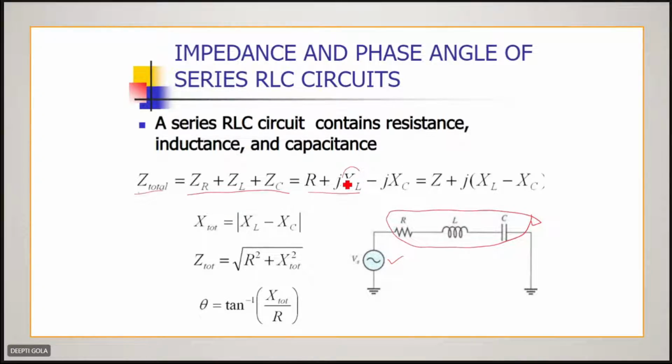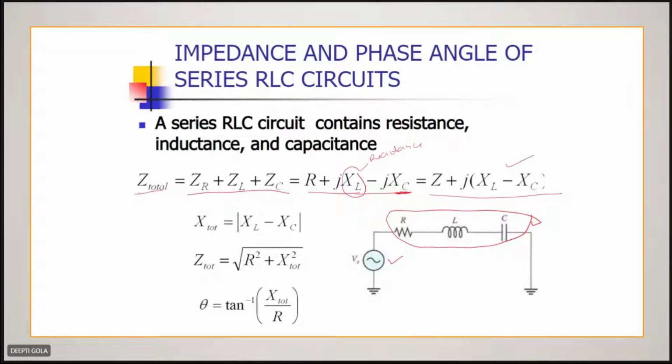XL is the reactance of the inductor, and Xc is the reactance of the capacitor. Okay, R plus jXL minus jXc. I think you all are familiar with these things, right? How to calculate the total impedance, and what is the reactance. Okay, so I'm not explaining it in depth. So total impedance is equal to R plus j(XL minus XC), right?